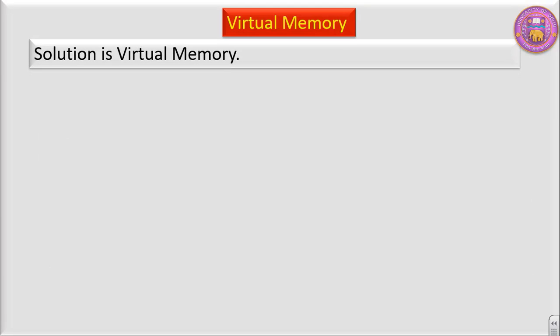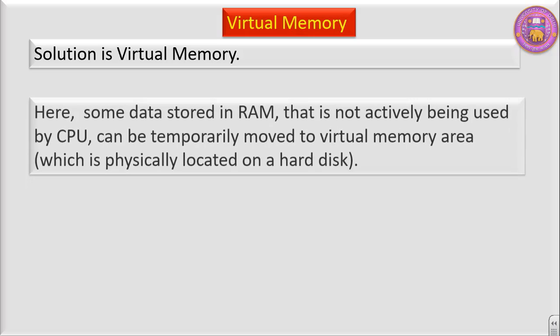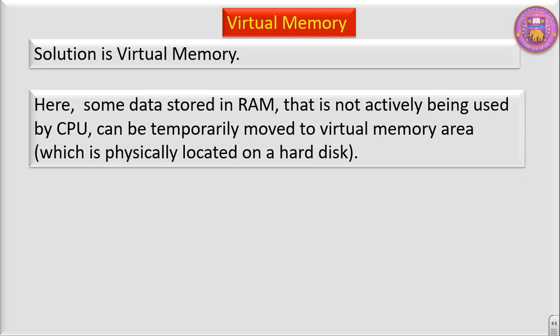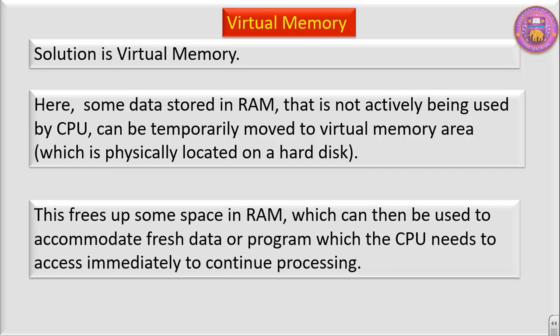Solution is virtual memory. Here some data stored in RAM that is not actively being used by CPU can be temporarily moved to virtual memory area which is physically located on a hard disk. This frees up some space in RAM which can then be used to accommodate fresh data or program which the CPU needs to access immediately to continue processing.